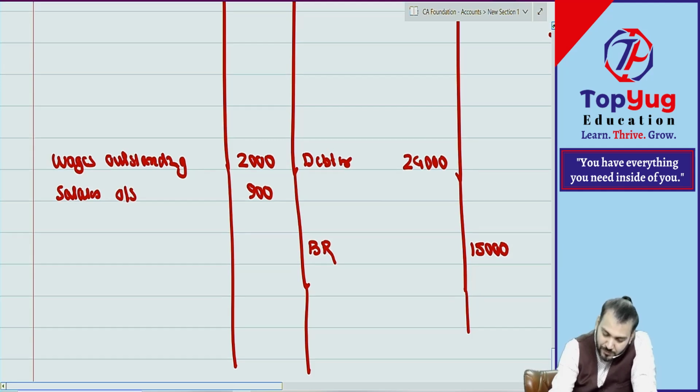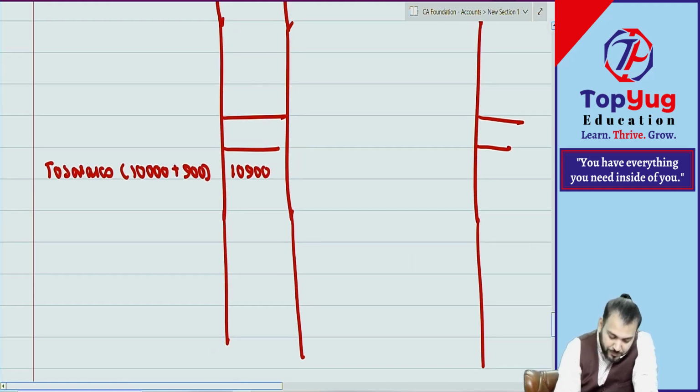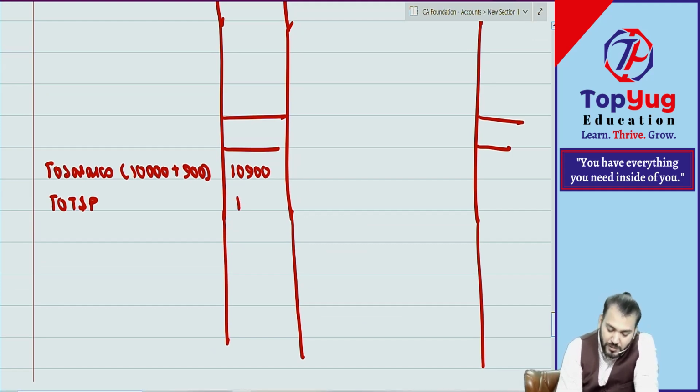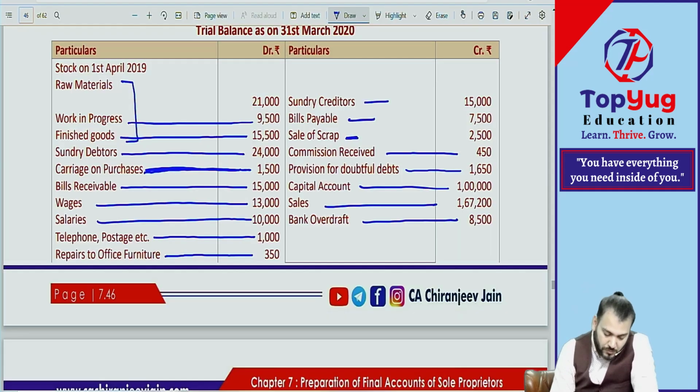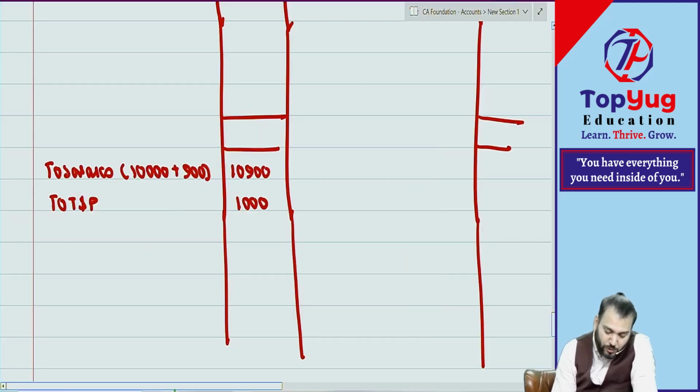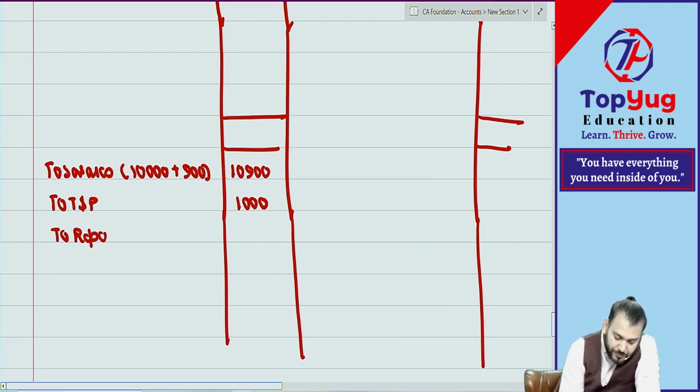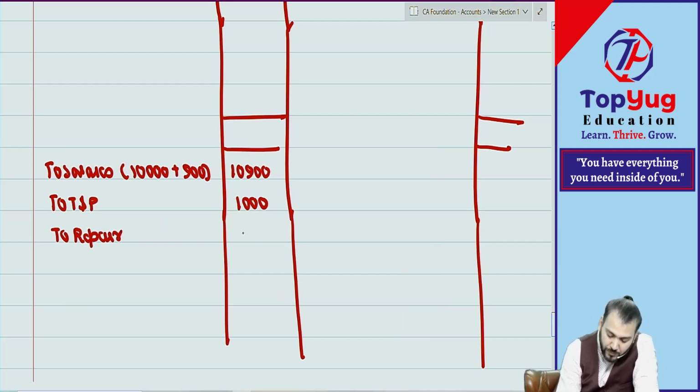P&L na. Two, telephone and postage. How much? 1,000. No adjustment. Then what? Repair to office furniture. It is office furniture. It will go where? PL na? Repair. How much? 350.